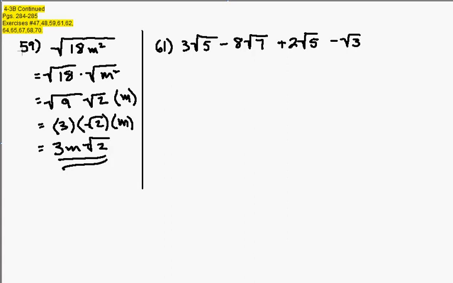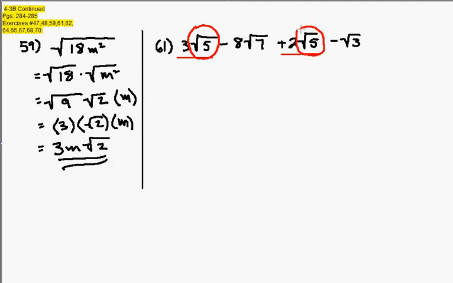Number 61, here I've got 3 square root of 5 minus 8 square root of 7 plus 2 square root of 5 minus the square root of 3. Now all of these are in simplified form already, and the thing we're looking for here is which terms are like terms that we could combine. So we have 3 square root of 5 and 2 square root of 5. Okay, so those are like terms. They both have square root of 5. They both contain the square root of 5 as a common factor within each of those terms.